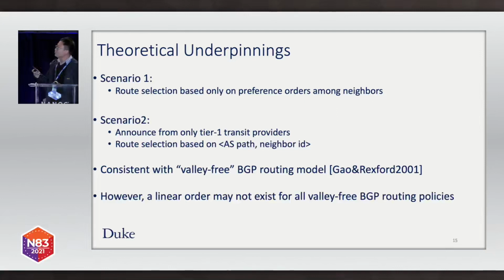Under those two scenarios, the route selection is consistent with the valley-free BGP routing model, and they still guarantee there will be a total linear order. But we also found that there are several counter cases where a linear order may not exist for all valley-free BGP routing policies.